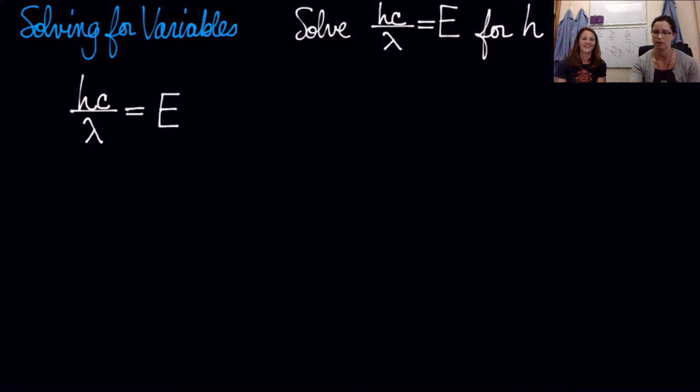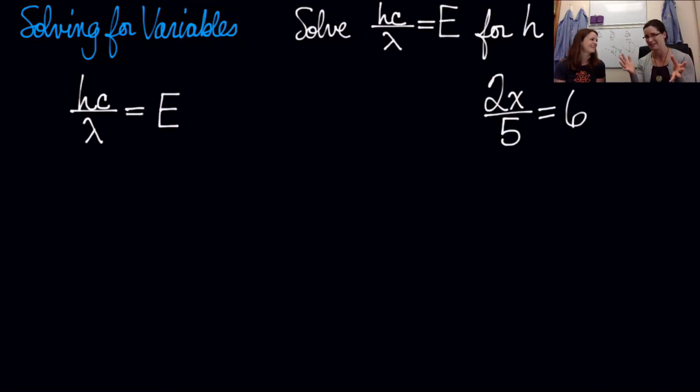A similar problem to that, in my mind, is something like this: 2x over 5 equals 6. Everybody knows that what you want is just x, and we don't care about the other side. So we're going to walk through a solution of that problem on the right, and it should lead us to instructions for the hard problem.